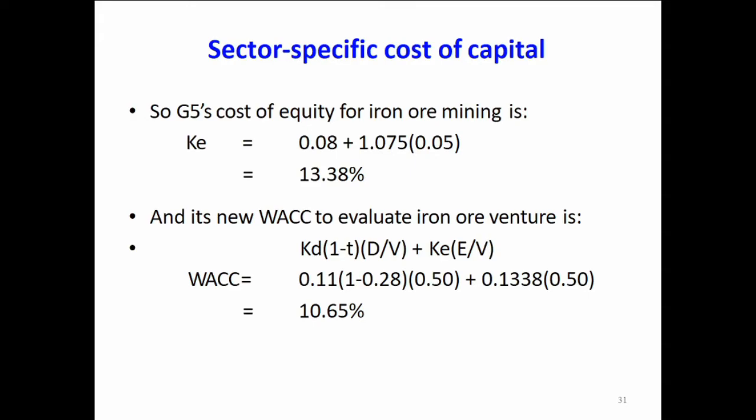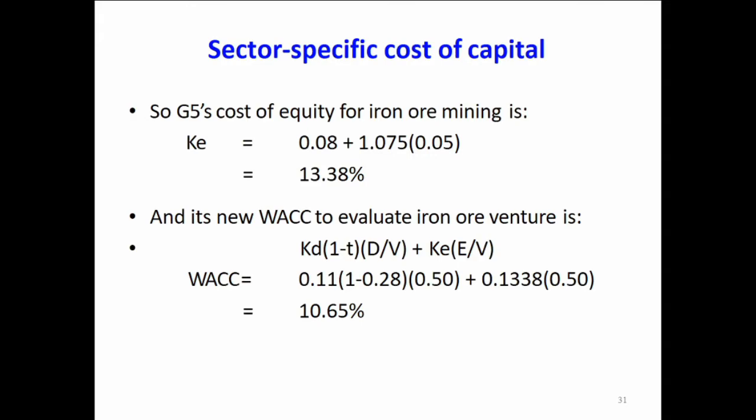Now that we have determined the beta that G5 can use to assess whether it should invest in the iron ore mining company, we can use this to determine the cost of equity based on the information given to us. We were told that the risk-free rate that is appropriate to use is 8%, plus the beta we have calculated being 1.075 multiplied by the market risk premium which was given to us of 5%. This will give us a cost of equity of 13.38%.